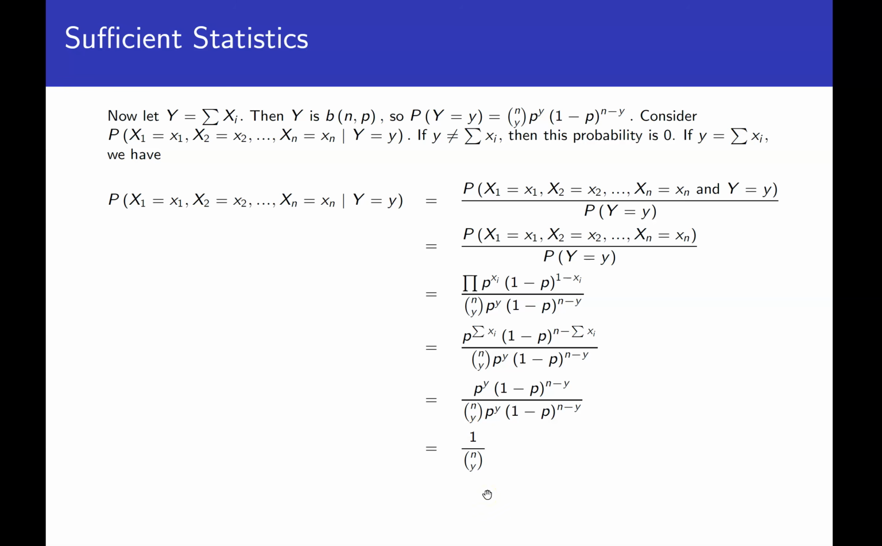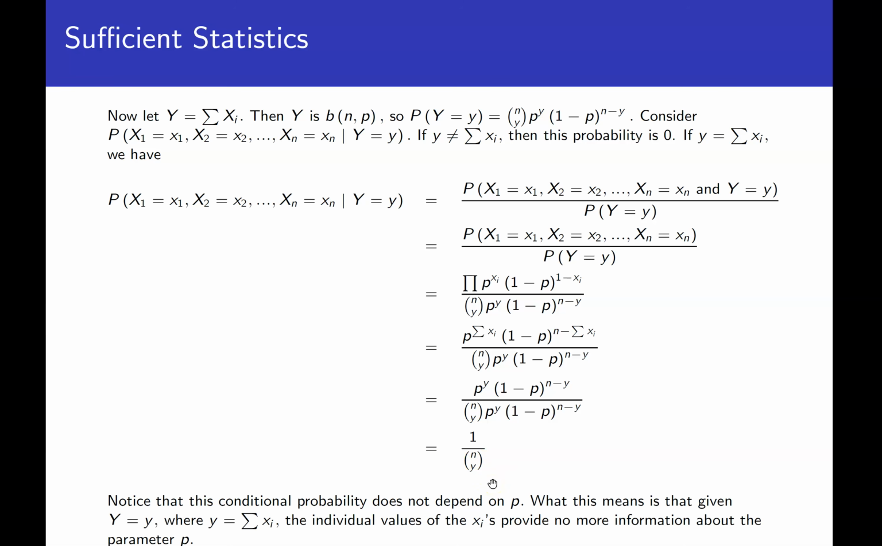Now, what's important about that expression? Well, notice that the conditional probability, if we're given the sum of the x's, then this probability of each individual x equaling is not dependent on what p is. Okay? It depends on y, depends on n, but does not depend on the p. So this means that given the fact that the capital Y equals little y, the individual values of the x of i don't provide any more information at all about the parameter p.